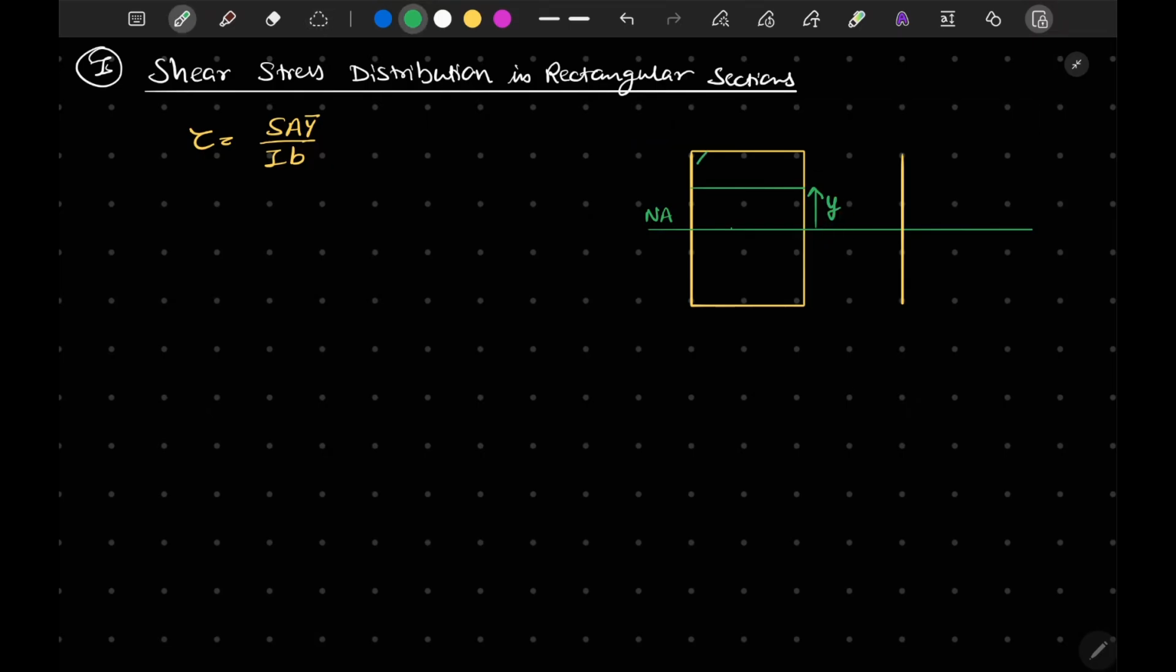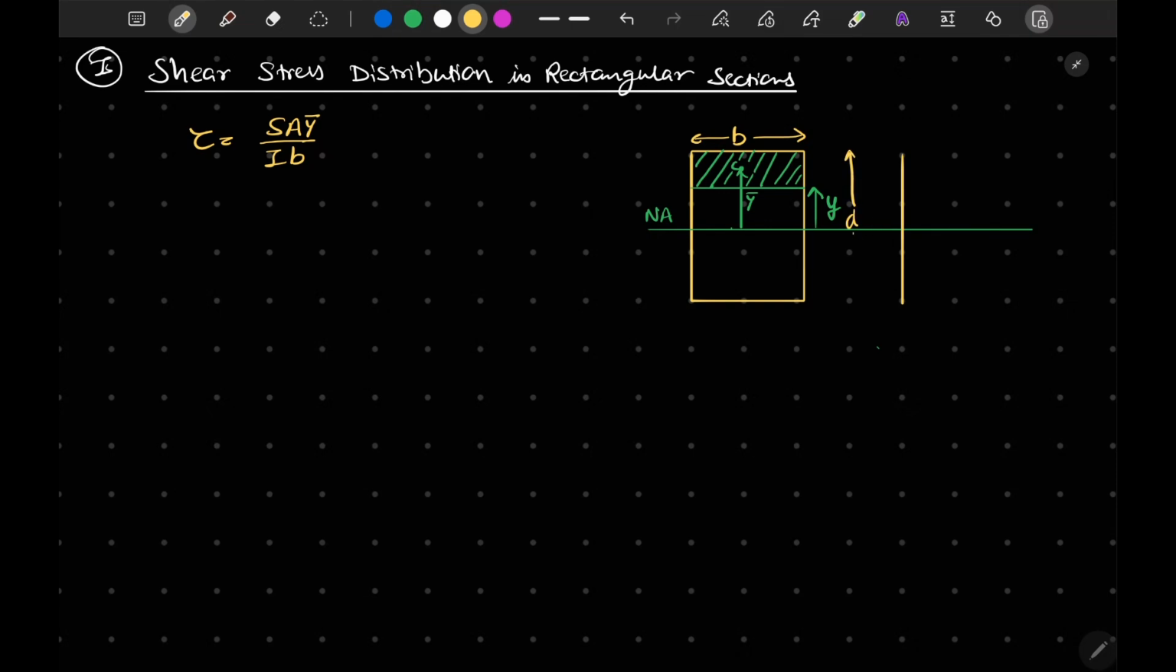Let's say that this region has its centroid at this point and is at a distance y bar from the neutral axis. Therefore this is our centroid. Now here let's say B is the width of the beam, and D is the depth of the beam.